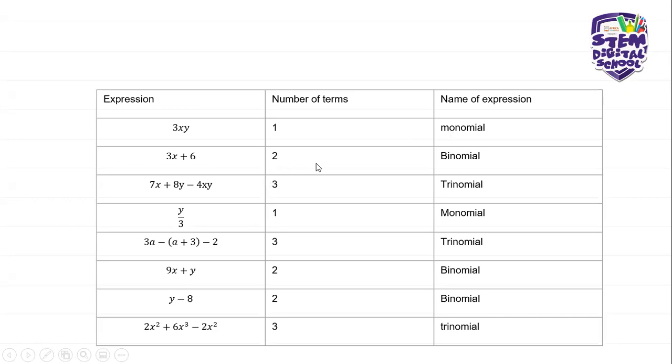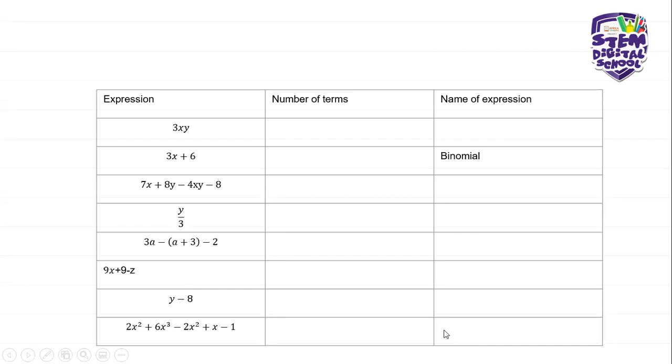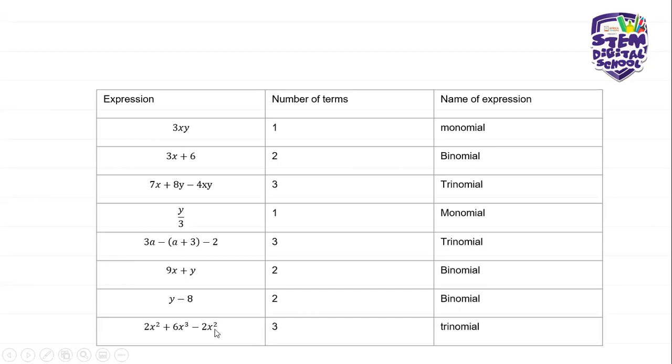The other one is a binomial, followed by a trinomial. Then we have a monomial there, trinomial, binomial, and then binomial. You'll realize that the last one has got 3 terms, therefore it's a trinomial. But in the previous case, we have got 5, so it should be a polynomial when there are more than 3 terms. But if it's just 3 here, then it will be a trinomial. I hope that it makes sense.